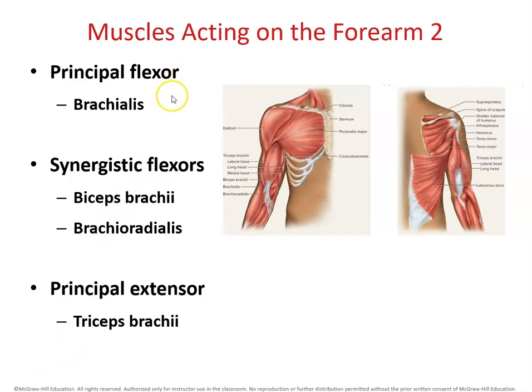So your principal flexor is the brachialis. Okay, so that's right here, brachialis. And then you have two that are synergistic flexors, meaning they work together to give more power than either of them would have on their own. So your biceps brachii, which is the big one here, and your brachioradialis is here. Okay. And then your extensor we already talked about is the tricep, which is on the back of the arm.